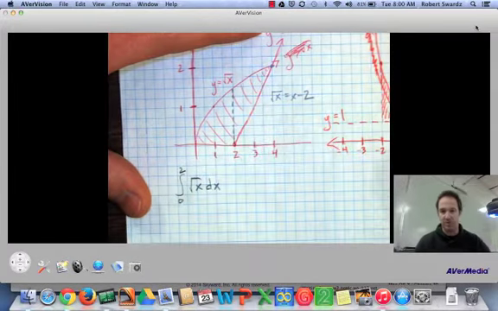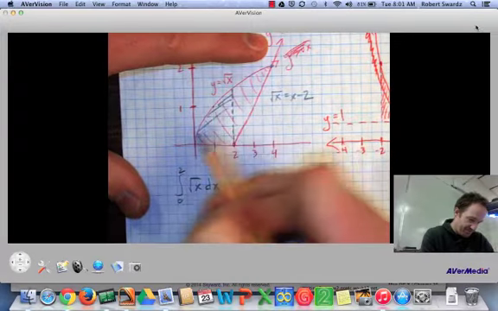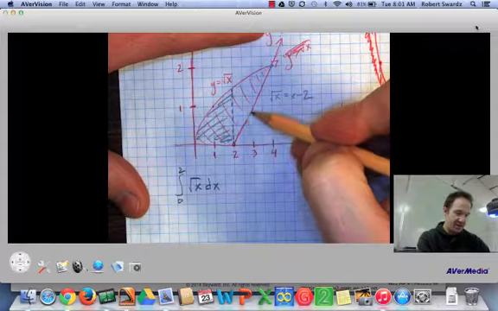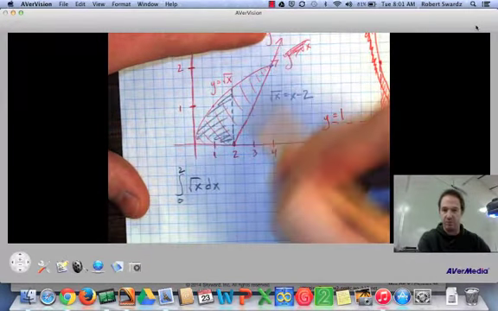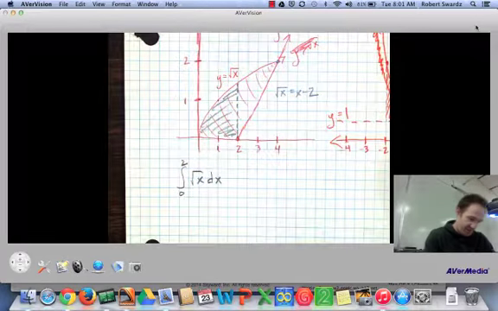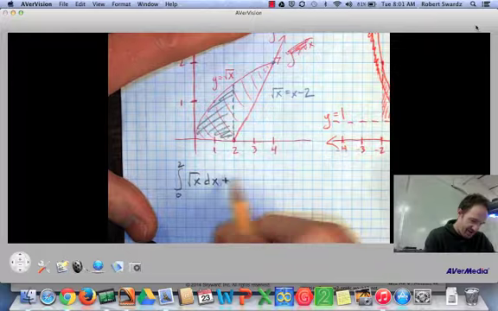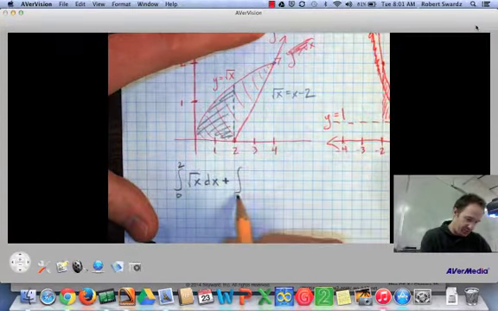We could put minus 0 if you wanted, but that gives you this area. Now on the right side over here, we've got a different bottom function. It's not the x-axis anymore, it's this line y equals x minus 2. So that's why we have to do a separate integral. We're going to add the areas together to get the total area. And we want to go from x equals 2 to x equals 4.